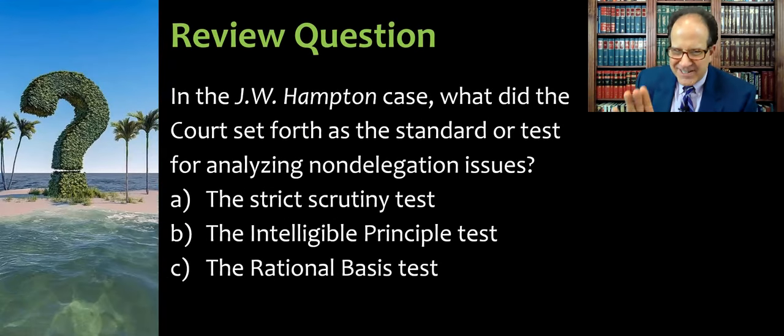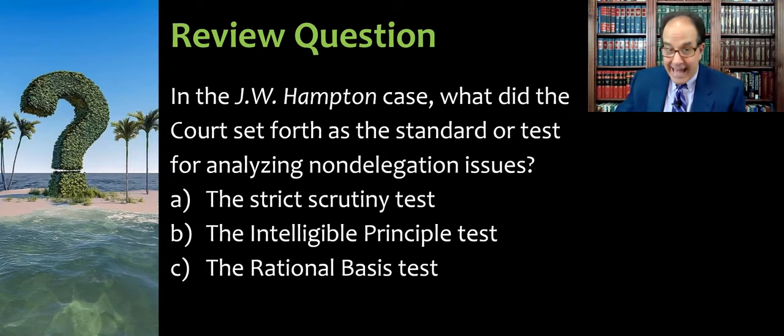Here's a review question to see if you've been paying attention. In the J.W. Hampton case, what did the court set forth as the standard or test for analyzing non-delegation issues? A, the strict scrutiny test, B, the intelligible principle test, or C, the rational basis test. Now, this is supposed to be an easy question. If you don't know the answer to this, you really need to rewatch this video.